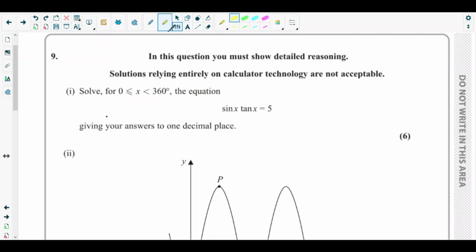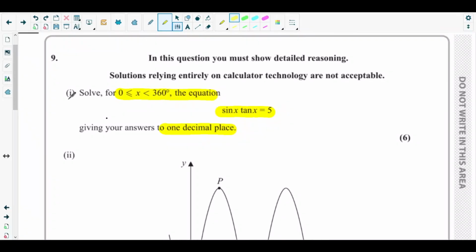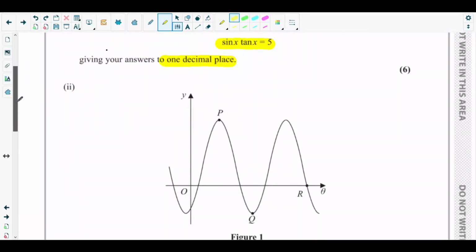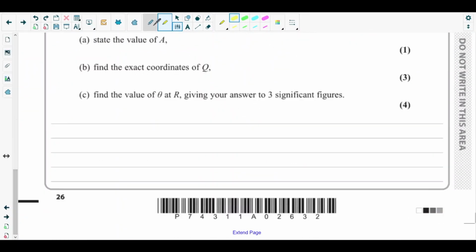Part 1. Solve, for x greater than or equal to 0 and less than 360 degrees, the equation sin x tan x equals 5, giving your answers to one decimal place. So we need to solve this trigonometric equation: sin x tan x equals 5.